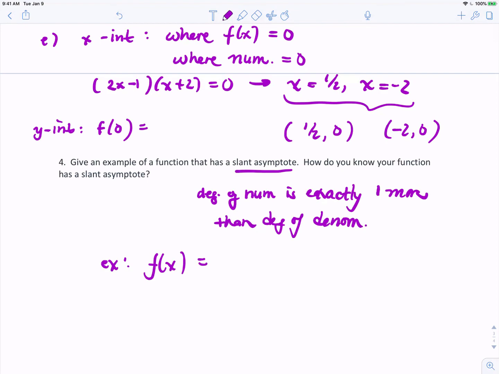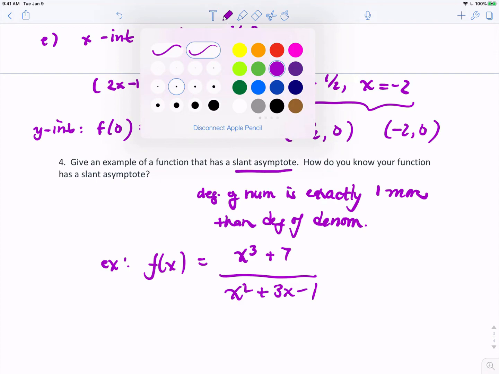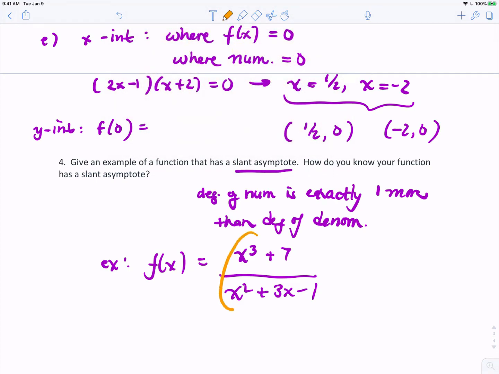So for example, here's a function. F of x is equal to x cubed plus 7 over x squared plus 3x minus 1. This would be an example of a function that has a slant asymptote because if we look at the dominant terms, the degree of the numerator is exactly 1 more than the degree of the denominator.